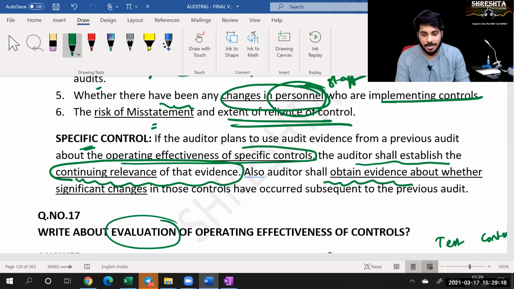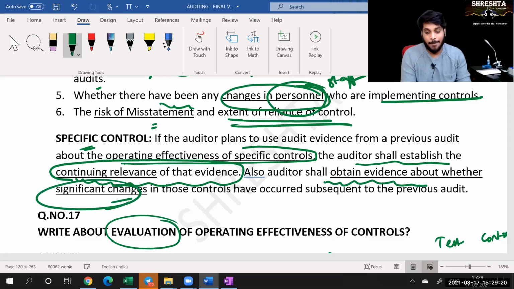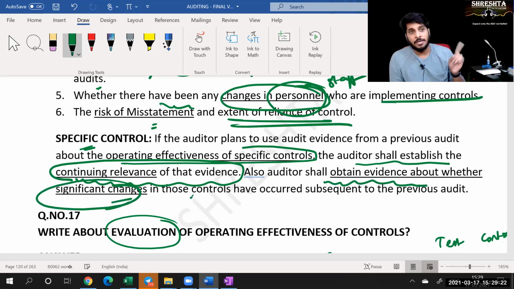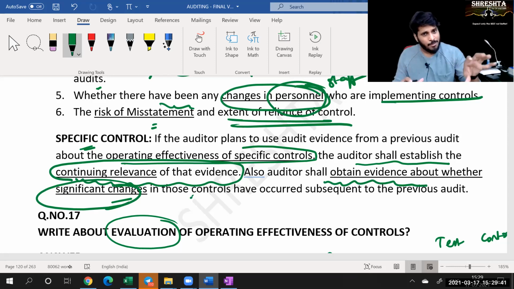Also, auditors shall obtain information about any changes that happened in the controls compared to last year. If any changes happen, you need to once again verify. If no changes happen, you can chill. You can just take last year as it is. Simply speaking, they're asking, controls are the same, no? Do you think organizations will change controls every year? The process is the same. Whether you go to Big Bazaar in 2018 or in 2021, the billing process, the way they work, everything is the same, no?